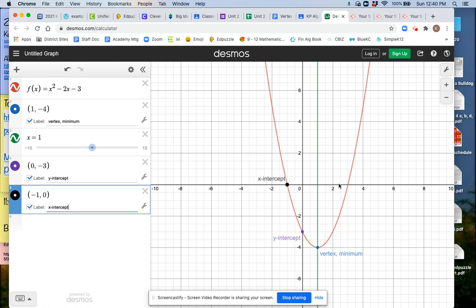And I notice that I also have an x-intercept over here. So I click on that to get the coordinates, which are 3, 0. And so now I enter that point, 3, comma 0. And I'm going to label that my x-intercept.